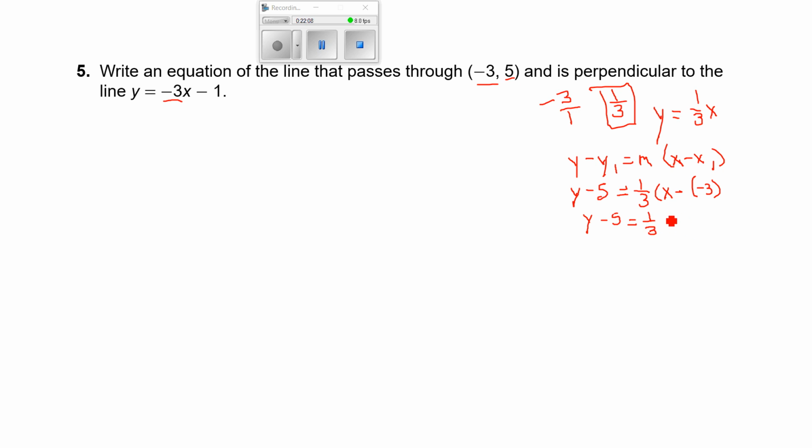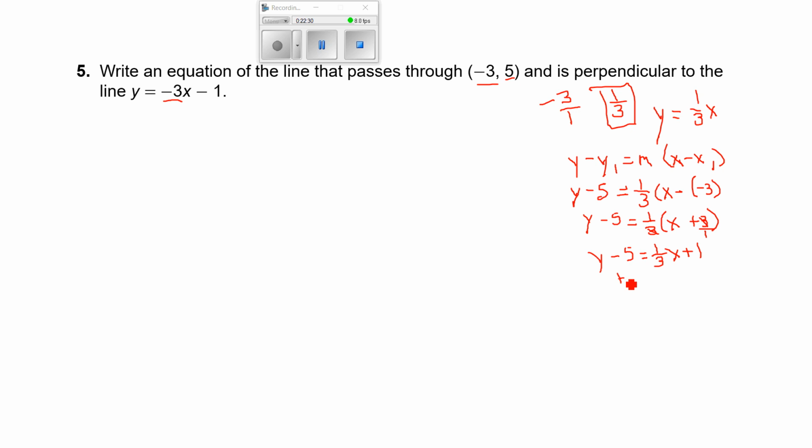I guess I should put 1/3 times x plus 3. Do one step at a time here. And now I'll distribute my properties. Y minus 5 equals 1/3 x. And then I can pretend it's just 3/1. That cancels out, which gives me plus 1.